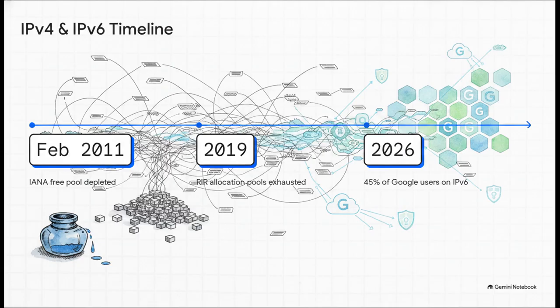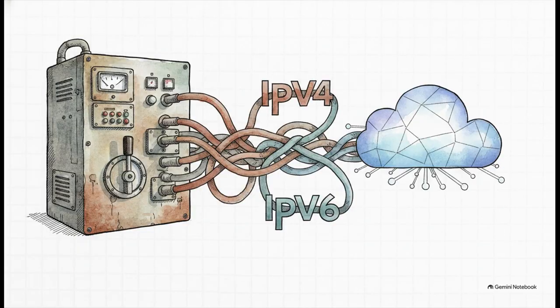Fast forward to 2026, and roughly 45% of users are reaching Google services over natively routed IPv6. Major ISPs are operating IPv6 primary networks today. Transition fluency for security professionals, it's completely non-negotiable. But here's the catch, right? We can't just magically flip a switch to an IPv6-only world.